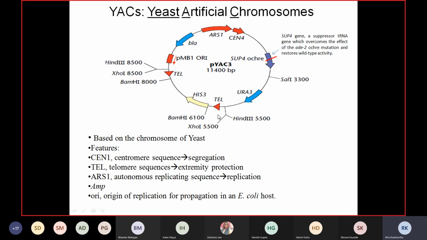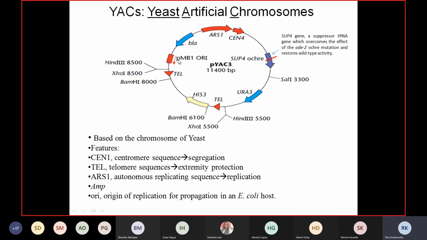Apart from these, there are certain other sequences which are present in these YAC vectors. YAC vectors are shuttle vectors. It means that they can be maintained both in bacteria as well as in yeast cells. So if you want any particular plasmid to be maintained in two different hosts, then what you require is the presence of an origin of replication or its maintenance for both the hosts.